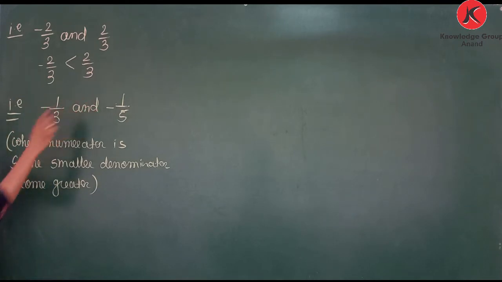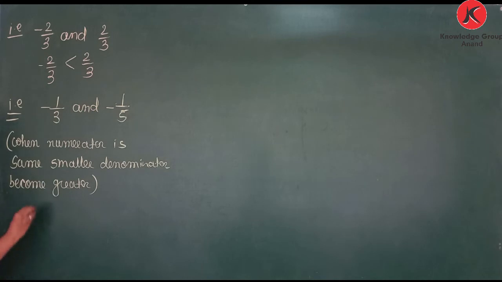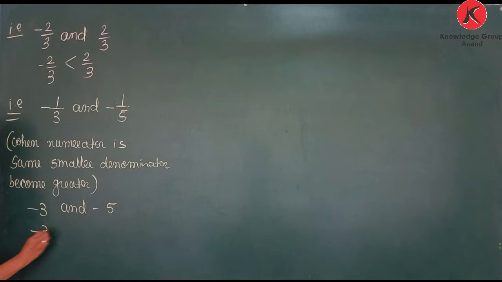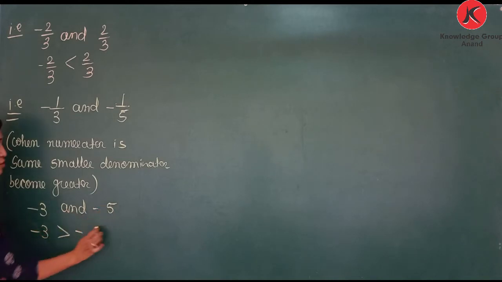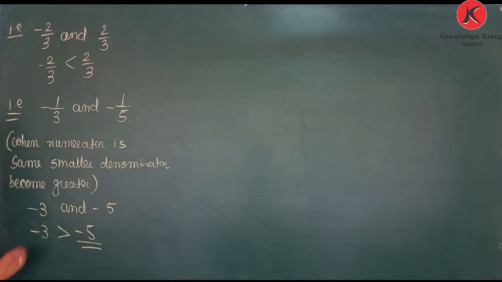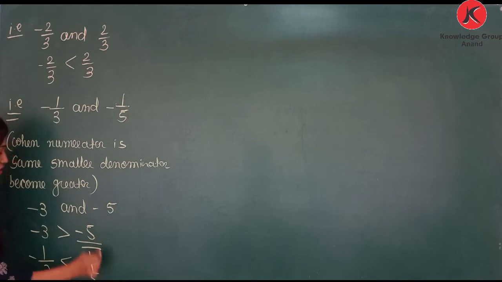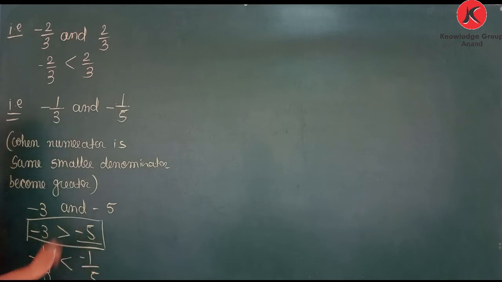So here the numerator is the same, 1. Compare the denominators, minus 3 and minus 5. Which one is smaller? Minus 5 is smaller. So this minus 5 will be the greater fraction, so here a greater rational number. So the comparison is like this. Because minus 5 is smaller in the denominator, it makes a greater rational number, if the numerator is the same.